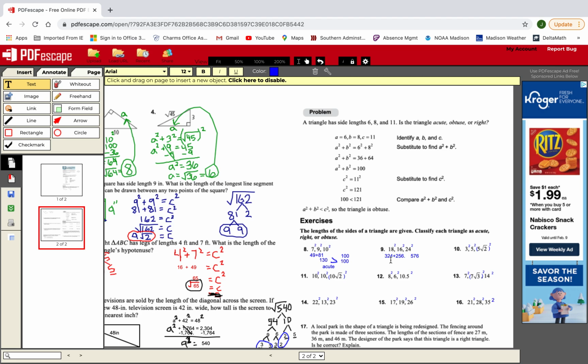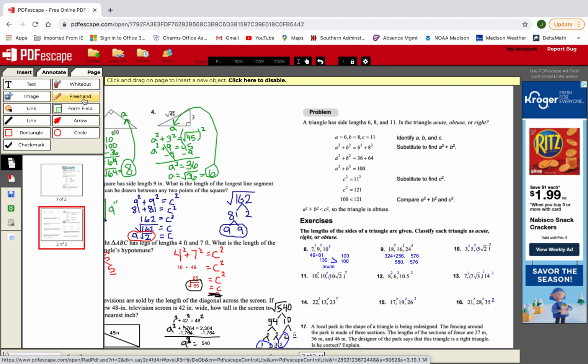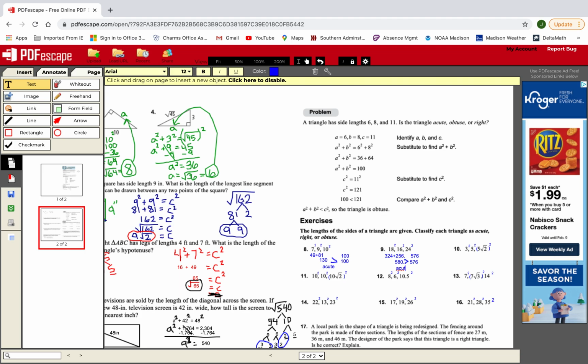And I'm adding these together. So I've got 324 plus 256, and that's 580. Ooh, it's not much bigger, but it is bigger. 580, and then 576. I'll take my pen here and show that I know that 580, even though it's just a tiny bit, is bigger than 576. So since it's bigger, that means that c squared is smaller, which again makes this one an acute triangle. A-C-U-T-E.